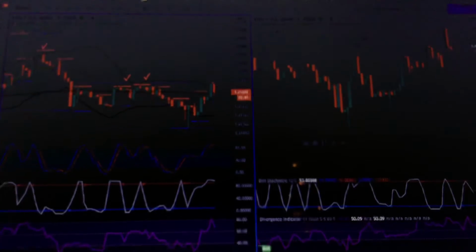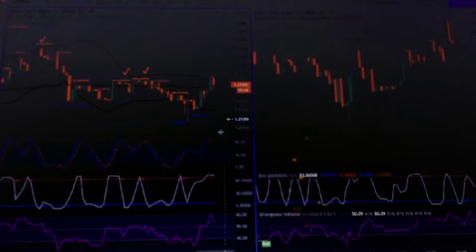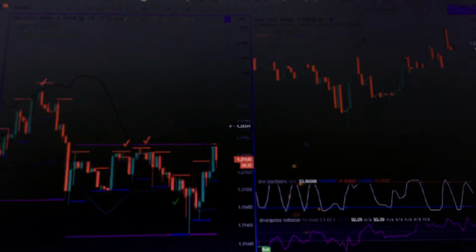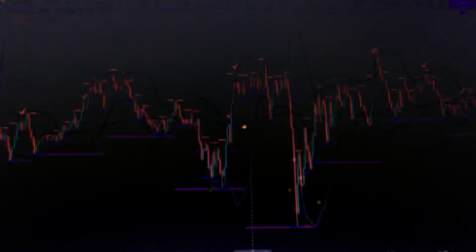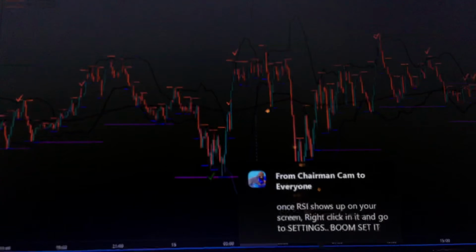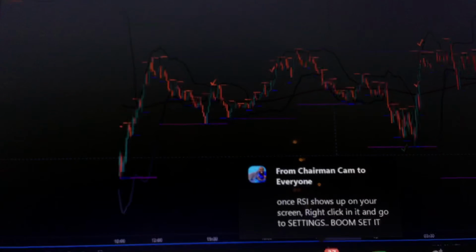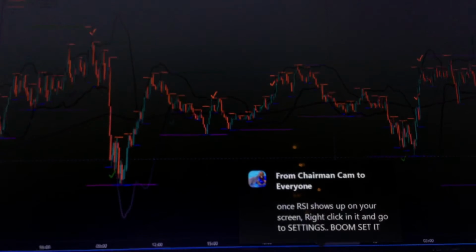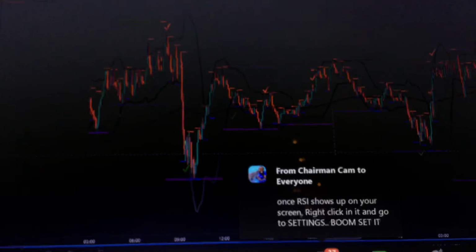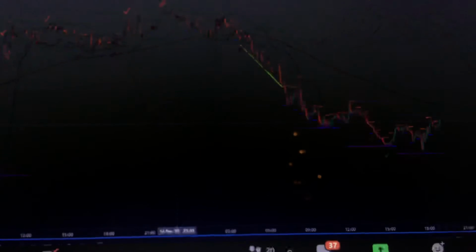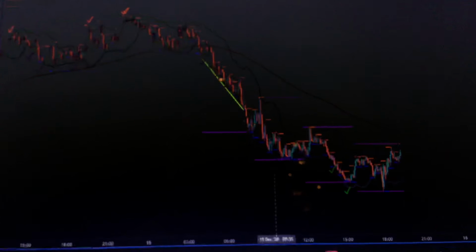Okay, so right here, see this aqua line right here? That's my 200 EMA right there. We're looking at a 5-minute chart. This is Euro USD. Let me look at a USD JPY. This is where I made my money.